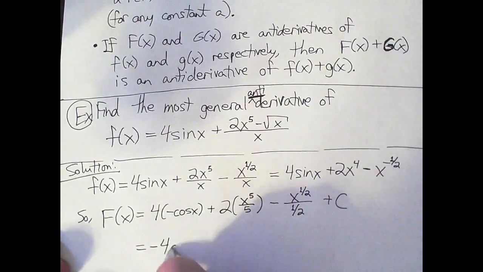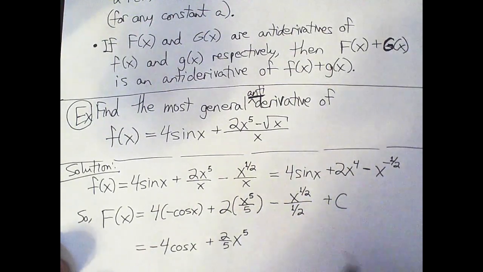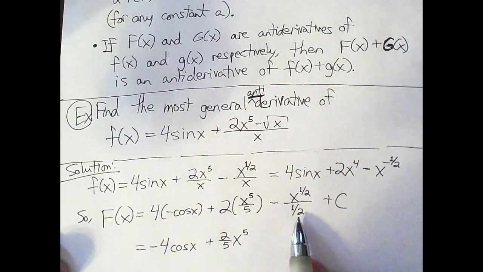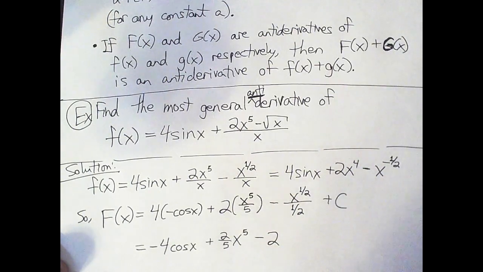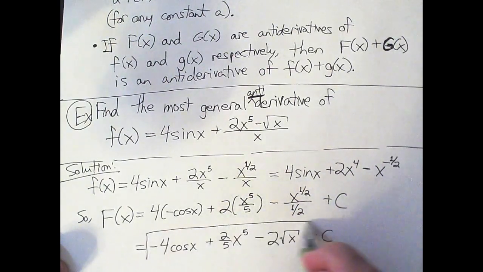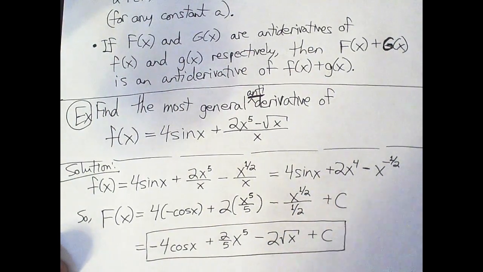Let's write it as negative 4 cosine x. How about plus 2/5 x to the fifth? And then we can fix this up, right? Instead of dividing by 1/2, let's multiply by 2. And instead of writing it as x to the 1/2, I'll write it as x square root for my final answer. And that is the most general antiderivative of lowercase f.